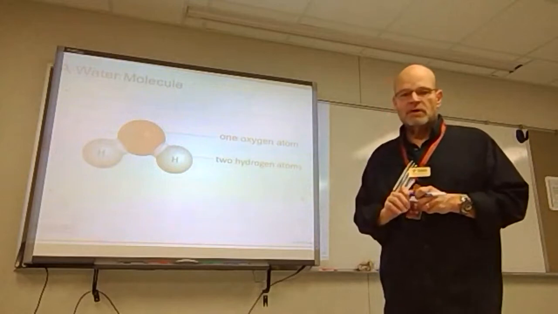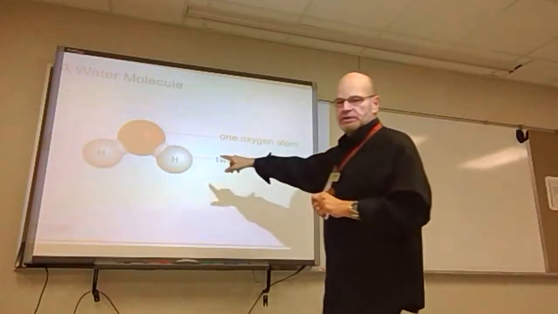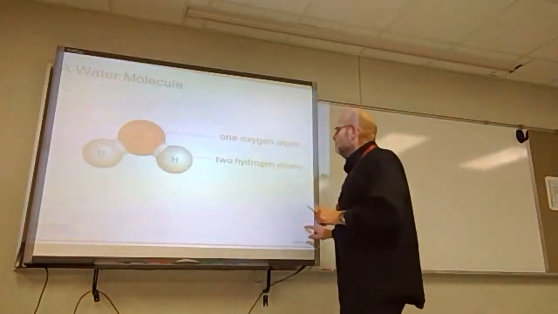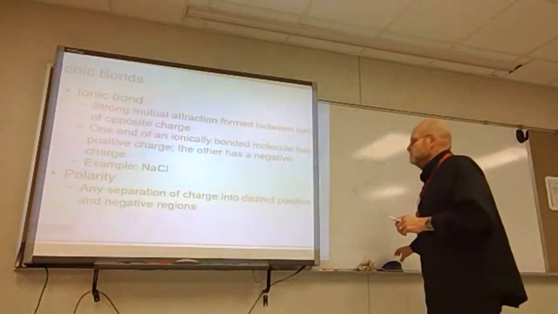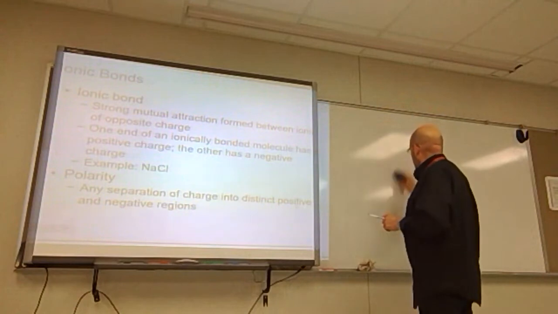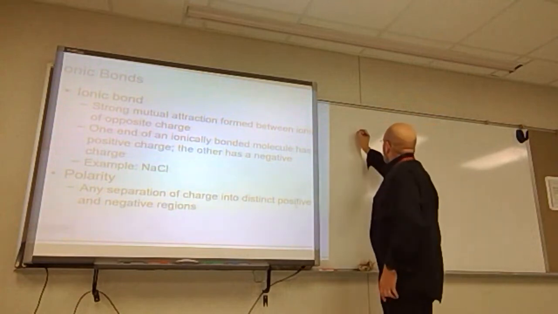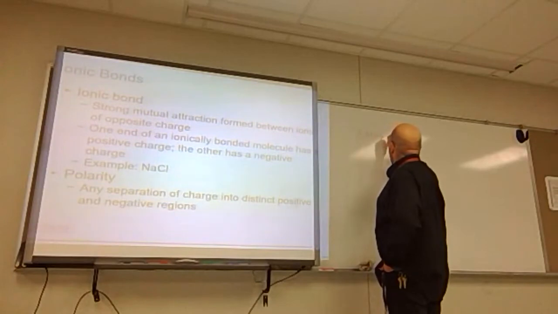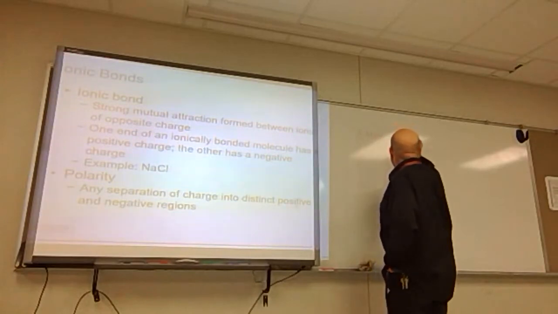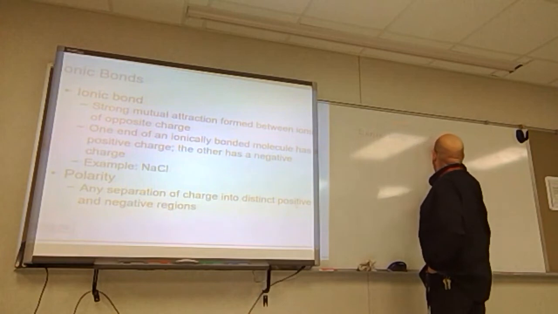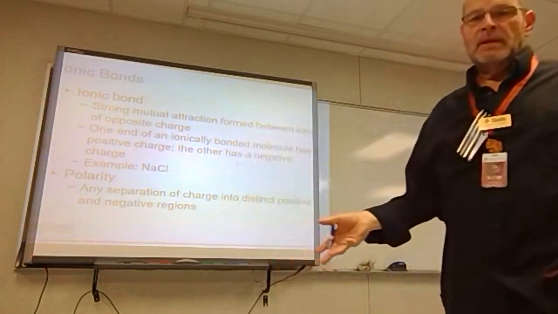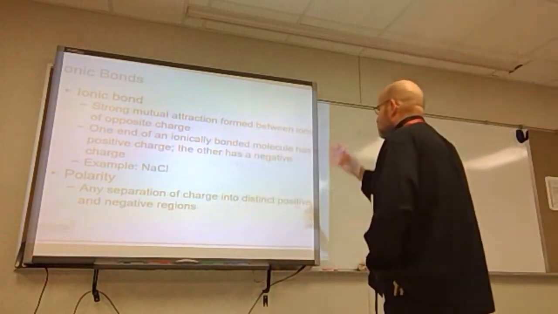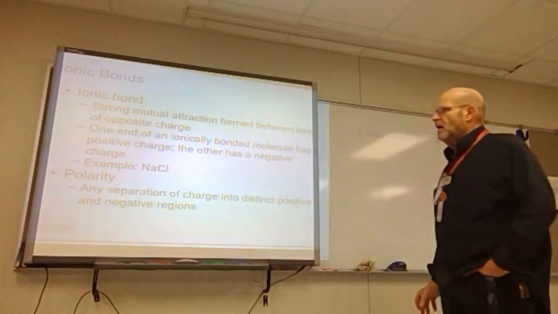There is just another nice little picture graph of the water molecule showing the two hydrogens and the oxygen. A couple of different types of bonds. The first type is the ionic bond. The thing we really need to understand about ionic bonds is in an ionic bond, the electron actually moves. The electrons change place. These are strong mutual attractions formed between ions of opposite charge.